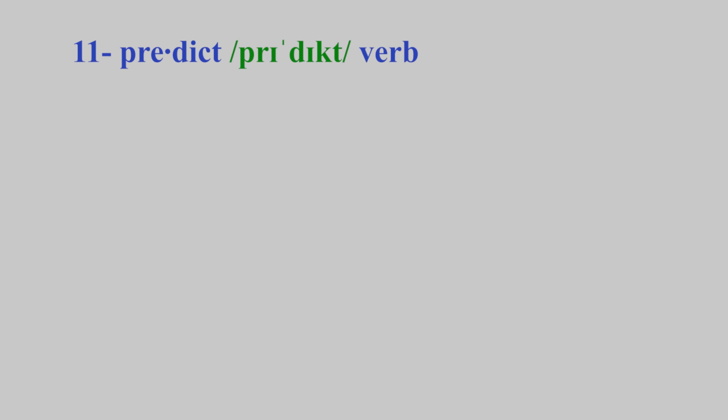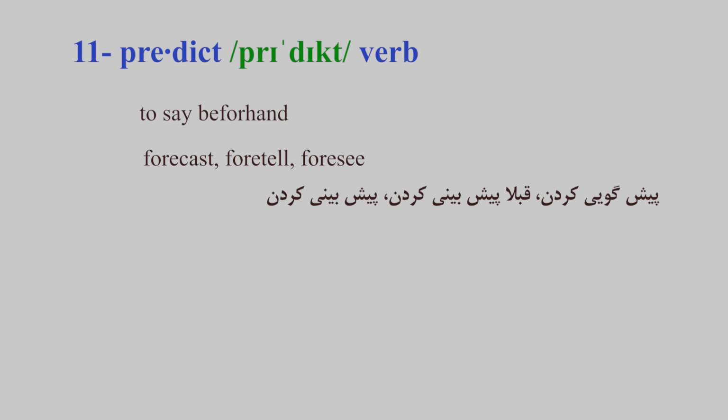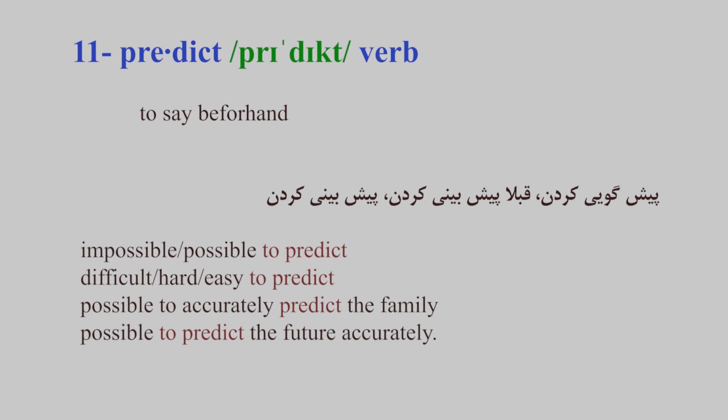And the word number 11 is predict. Predict is a verb. It means to say beforehand, and we have some synonyms for it, for example: forecast, foretell, foresee, prognosticate, and speculate. And we have some collocations here: impossible or possible to predict. It is difficult to predict. It is hard to predict. It is easy to predict.